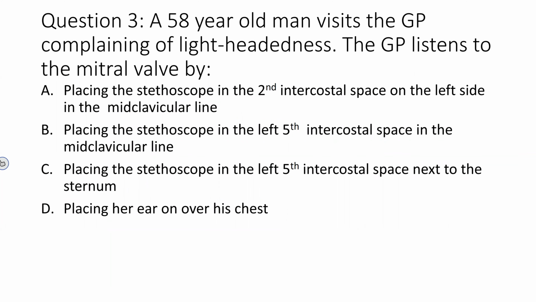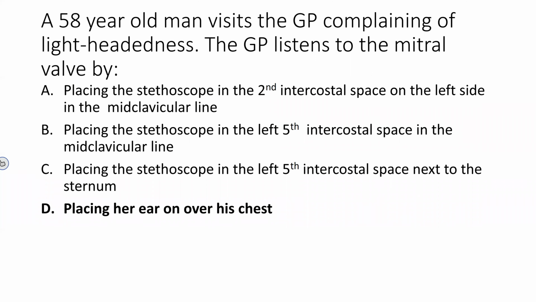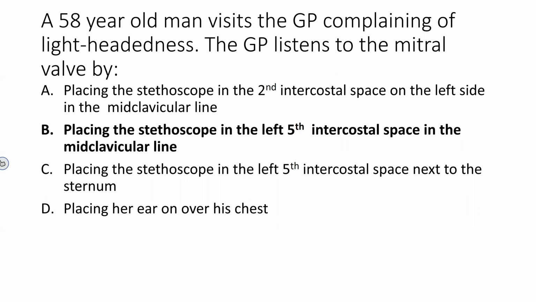Question 3. A 58-year-old man visits the GP complaining of lightheadedness. The GP listens to the mitral valve by placing the stethoscope in the second intercostal space on the left side in the midclavicular line, in the fifth intercostal space in the midclavicular line, or in the fifth intercostal space next to the sternum. Okay, so it's the left fifth intercostal space in the midclavicular line.